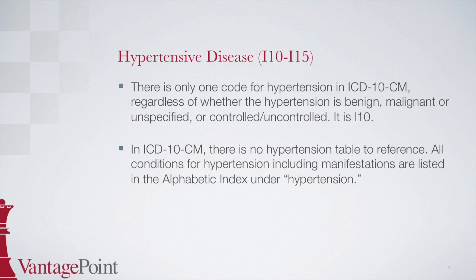I was very excited to learn that ICD-10 actually condenses the number of codes for hypertension. Benign, malignant, and unspecified hypertension are all gone, replaced by code I10 for essential primary hypertension, which includes the terms high blood pressure, arterial, benign, malignant, or systemic hypertension. There is also no hypertension table like there was in ICD-9.